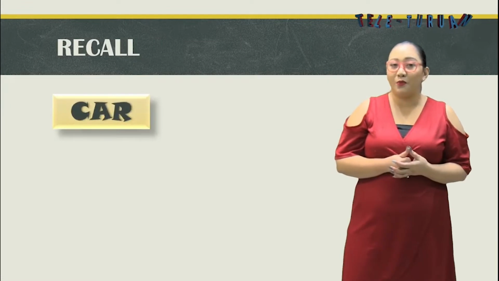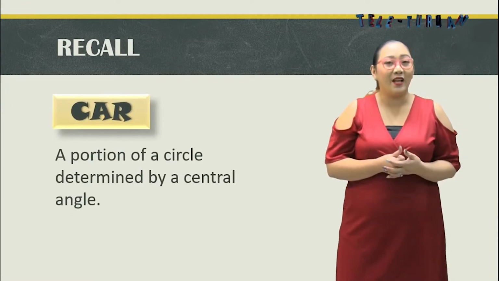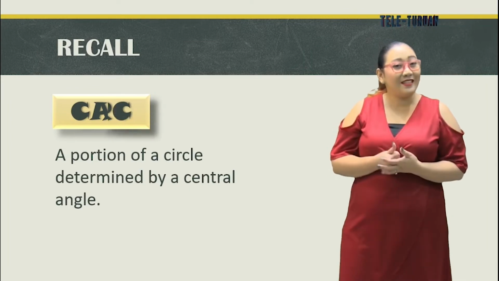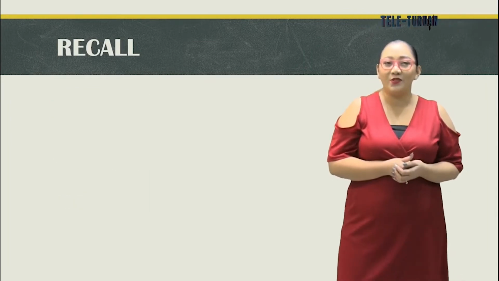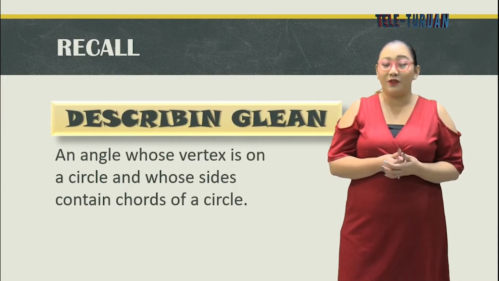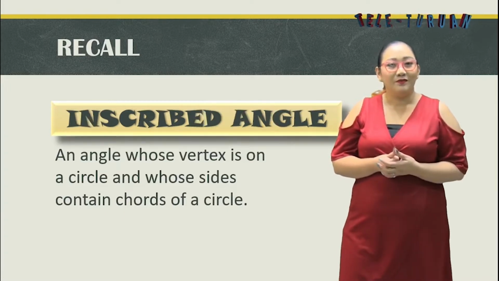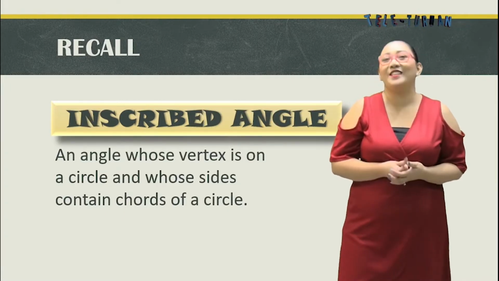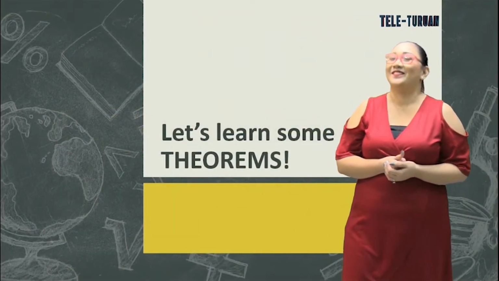Now let's look at our third word. This is a portion of the circle determined by a central angle. Guess what it is? Yes, you're right, it's the arc. Now for our last word. This is an angle whose vertex is on the circle and whose sides contain chords on a circle. Yep, you're right again. This is the inscribed angle. Okay, who's ready to learn some theorems?